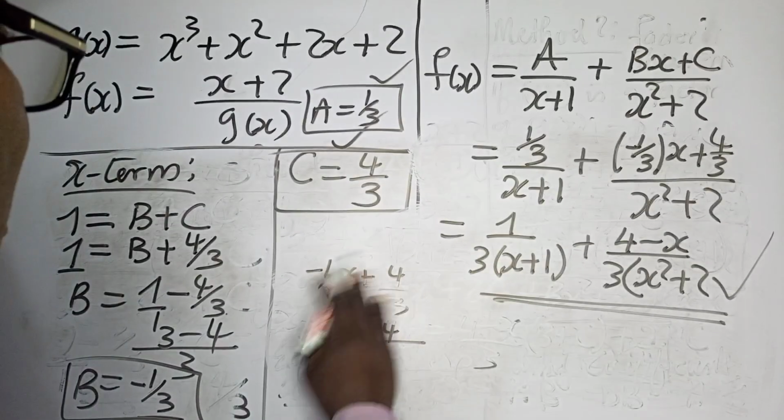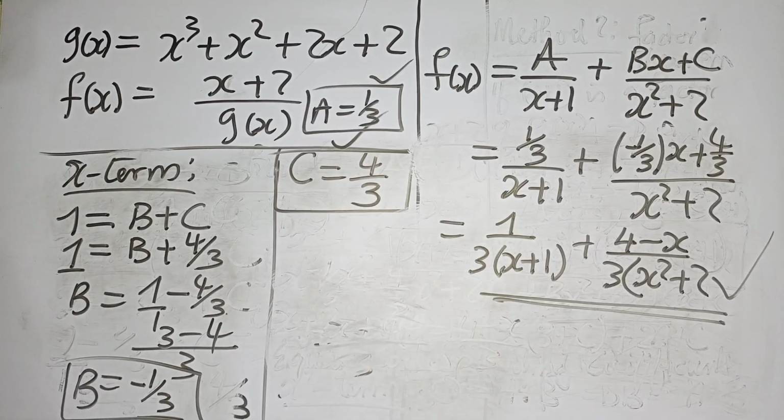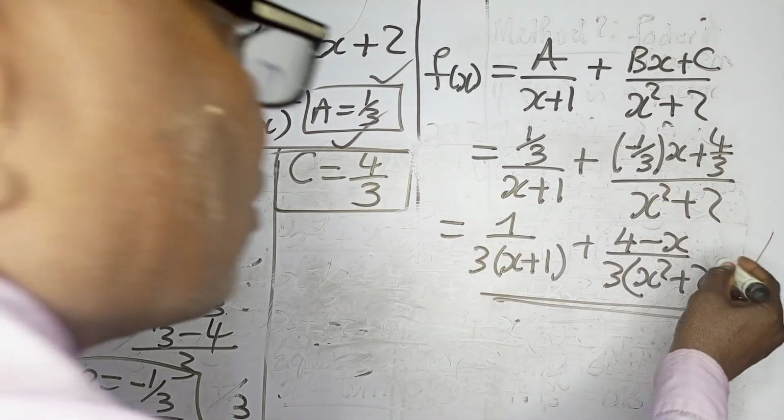All right, so f of x expressed as sum of its partial fractions will be 1 all over 3 into x plus 1, plus 4 minus x all over 3 into x squared plus 2.